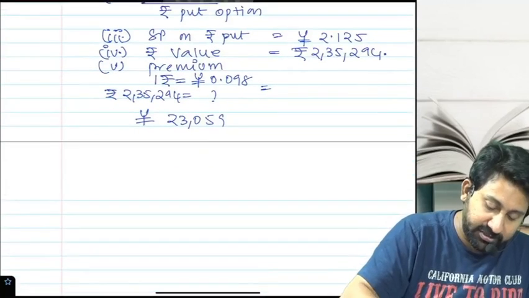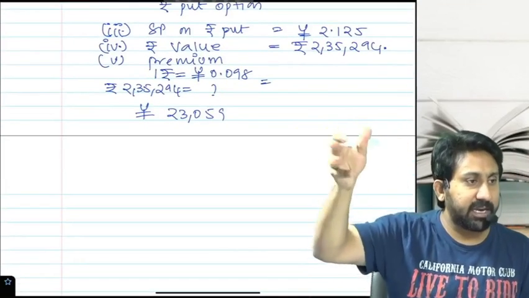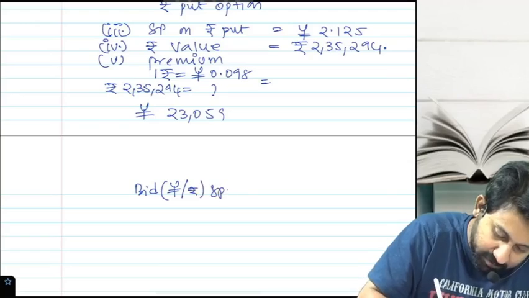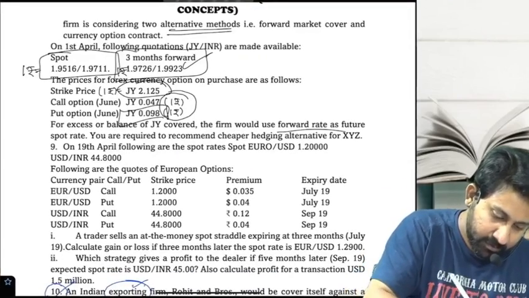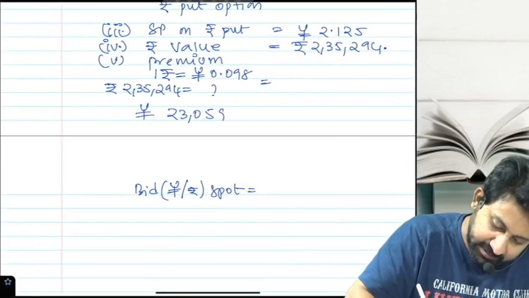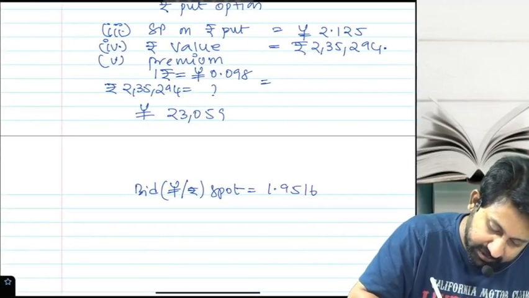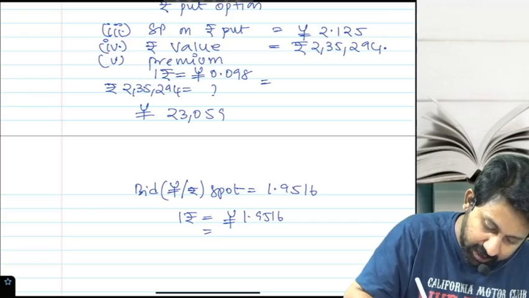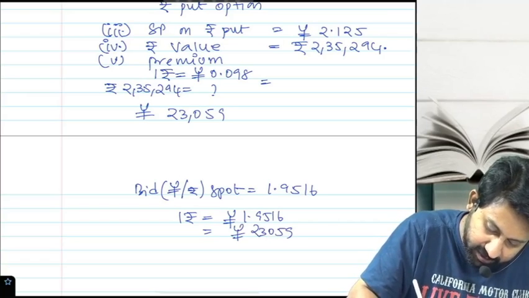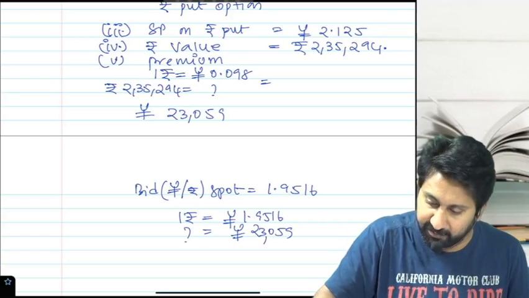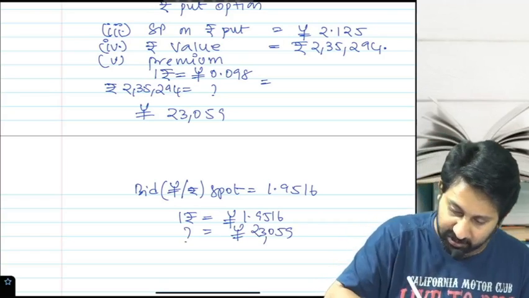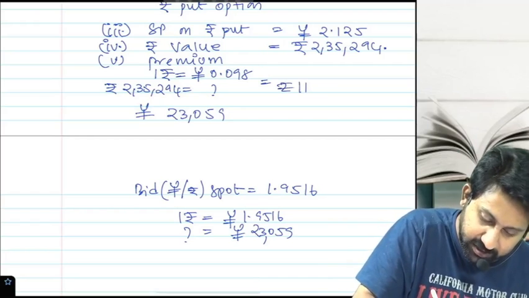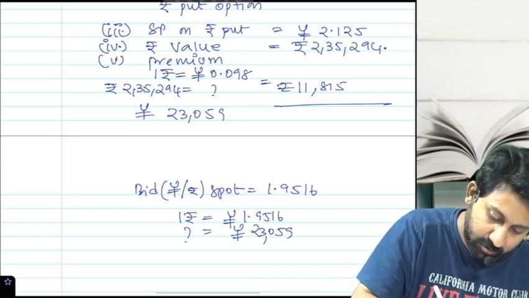For the spot rate, which rate do we use? The bid rate, because we need to buy yens by selling rupee. So what is the bid of yen by rupee spot? 1.9516. 1 rupee equals 1.9516 yens. I need 23,059 yens, so 23,059 divided by 1.9516 is 11,815.